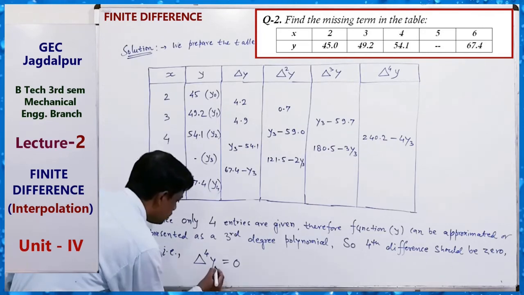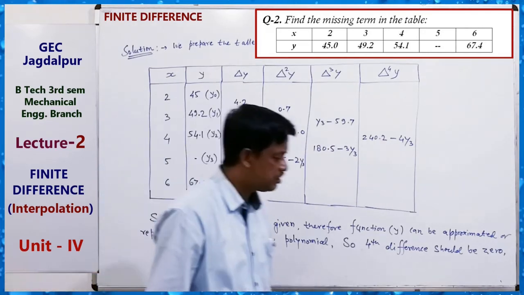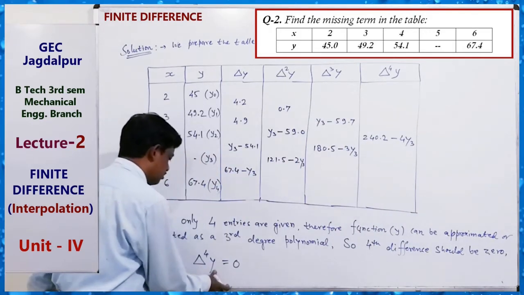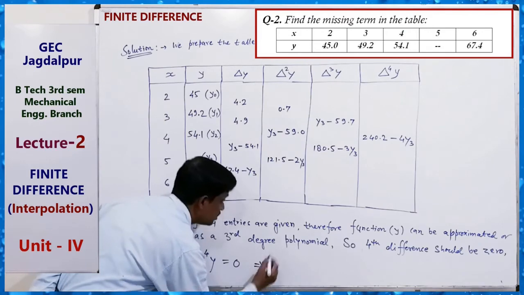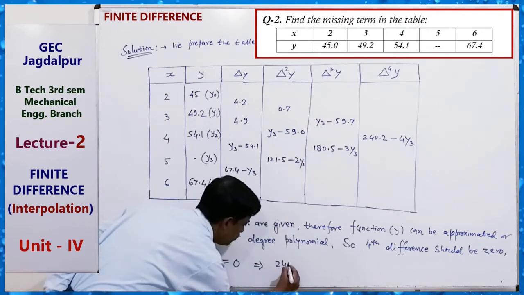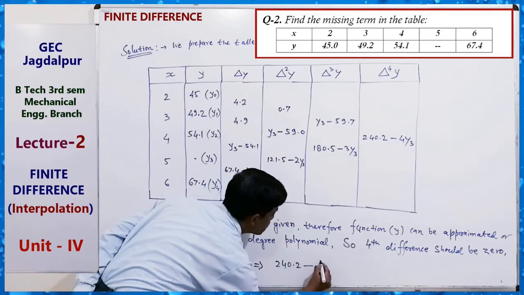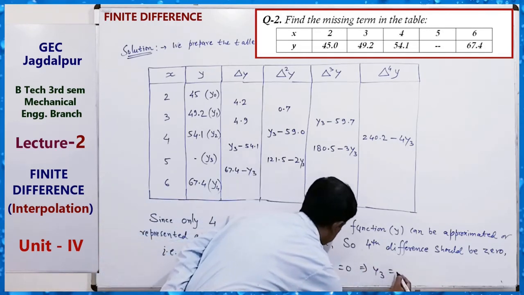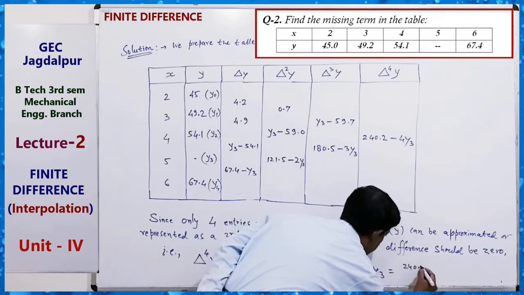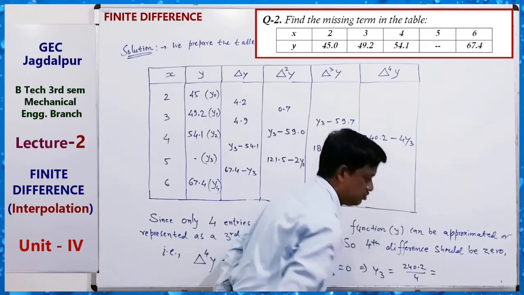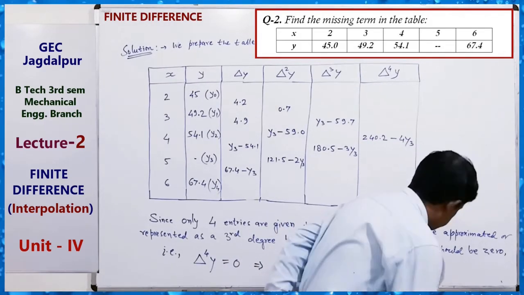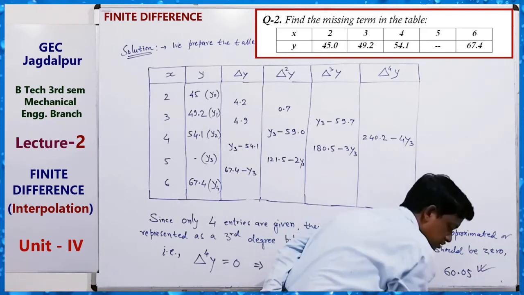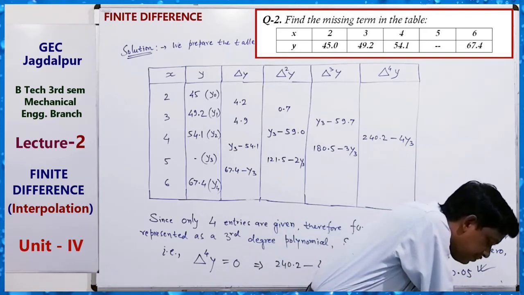Fourth difference of y0 equals 0. This implies 240.2 minus 4y3 equals 0, which implies y3 equals 240.2 upon 4, which is 60.05. So this is the answer, 60.05.